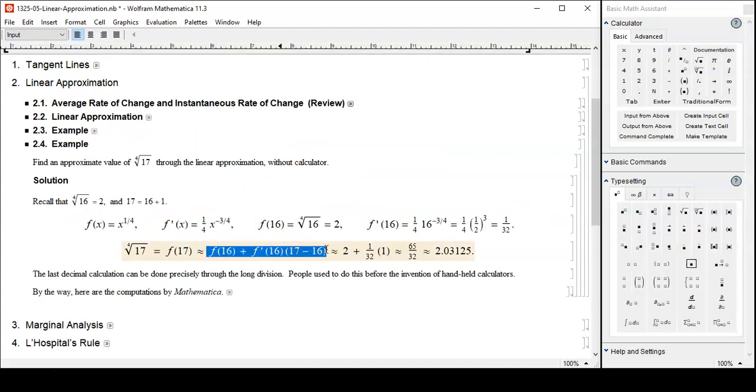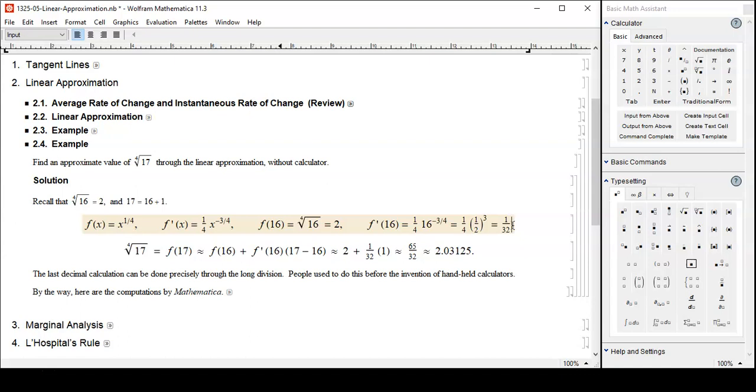So there. And f of 16, well, we know about that. The 4th root of 16 is 2. And then 17 minus 16 is 1. And how about the derivative? Well, we can find out. Take the derivative and then plug in x equals 16. Then you can find that precisely. 1 over 32. Without a calculator, you can still do this.